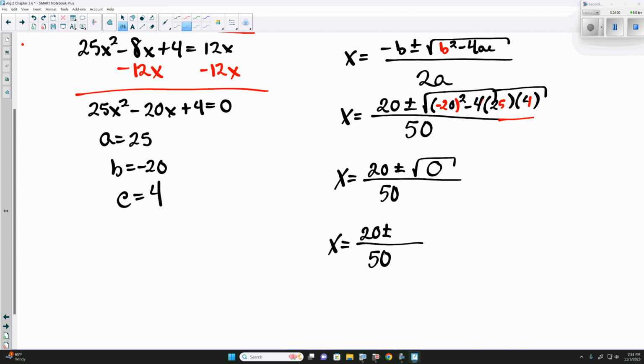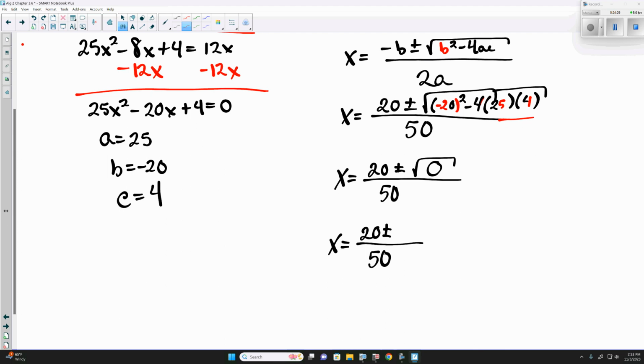Zero? What's the square root of 0? Doing something. Get another 5. Oh, so instead of 25, it was doing 255.